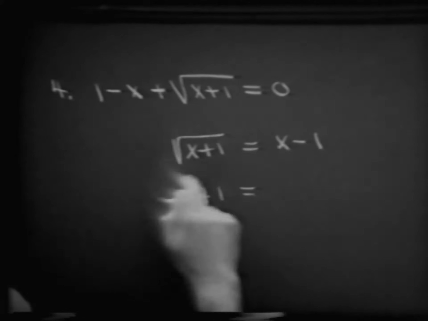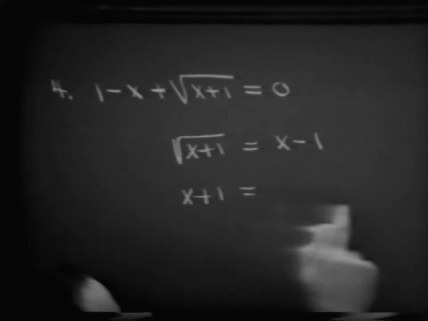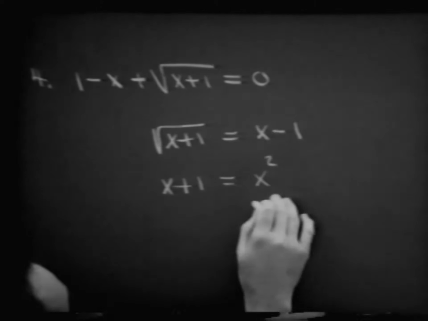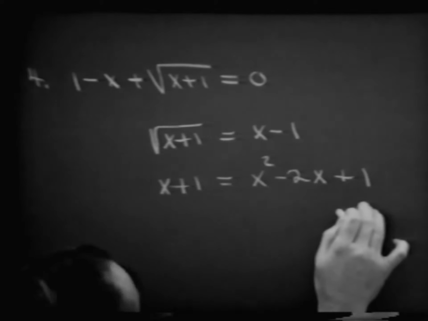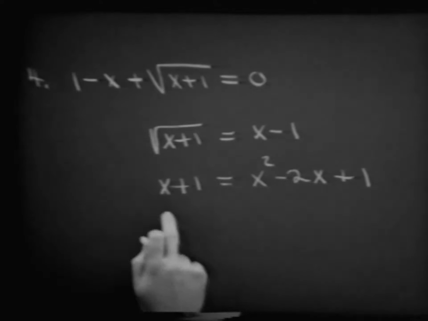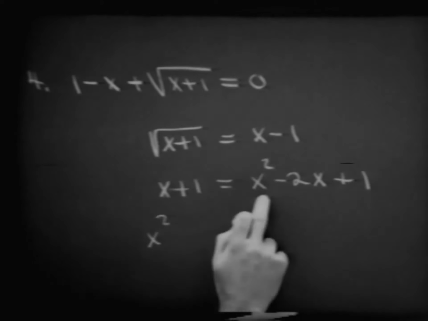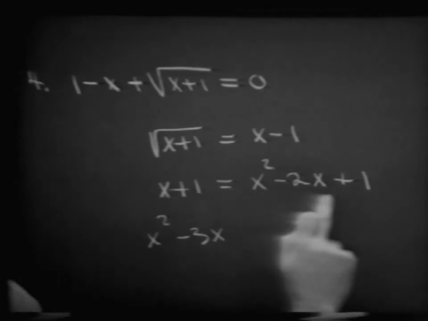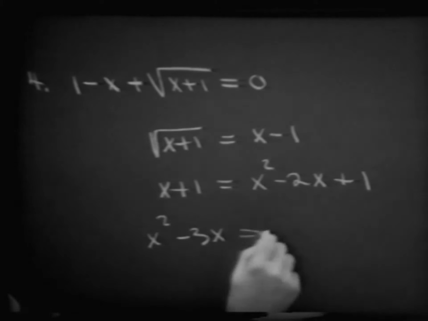Let's leave out the actual step of putting in this number squared. X plus 1 is equal to, and on the right-hand side, we want to square that, Peter? X squared minus 2x plus 1. Now let's clean this up and see what happens. If we subtract x from both sides and turn the whole thing around, we have x squared minus 3x, and if we subtract 1 from 1, we have 0. Therefore, x squared minus 3x is equal to what? 0.